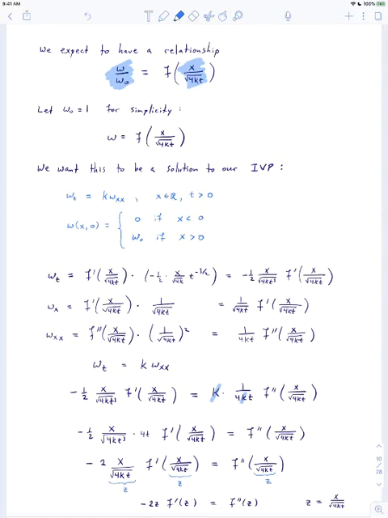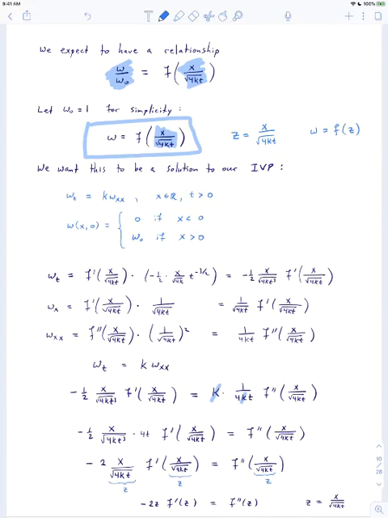So for simplicity's sake, we'll just choose w0 to be 1. So that reduces, so to speak, our relationship to a statement about w being equal to a function of this quantity inside the parentheses, x divided by the square root of 4kt. Now at some point we're just going to find it convenient to let z be equal to that quantity, x over the square root of 4kt. So what this is actually telling us is that we have a relationship between w and z. So we can write w as a function of z.